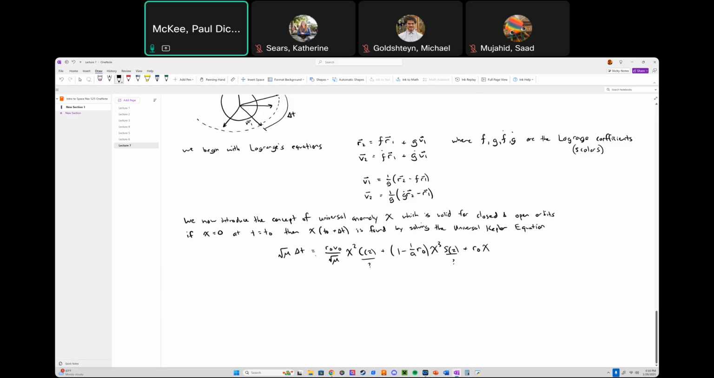And also z, kind of snuck that in there too, where z is chi squared divided by semi-major axis. So it's just a scaled, or kind of a modified, version of your universal anomaly. And C of z and S of z are a class of functions called Stumpff functions. So named because I would have been stumped if I tried to figure this out.